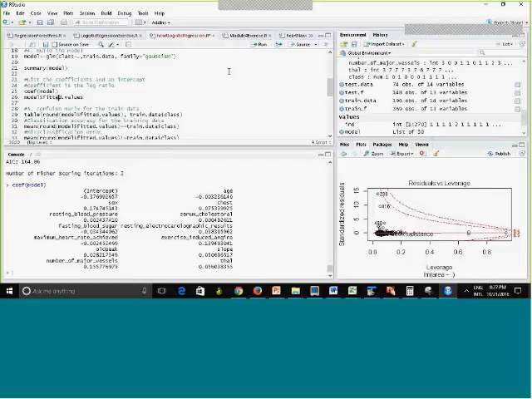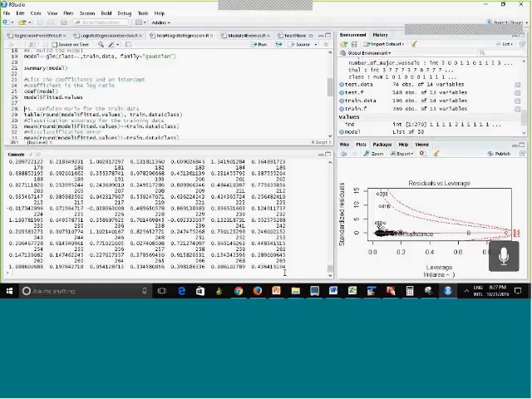Right? So my fitted values are the predicted values. These values are the predicted for each instance, right? In order to evaluate the accuracy of this model, I'm going to build the confusion matrix. This is called the confusion matrix. So let me run this.